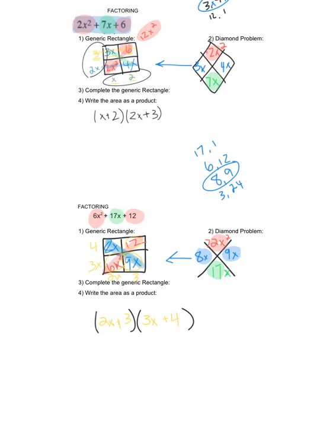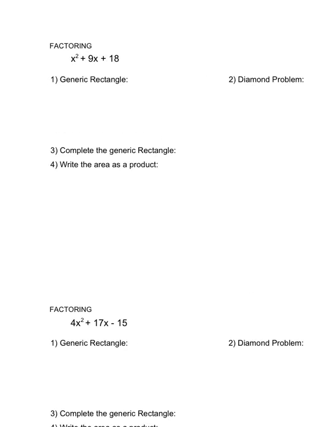You're going to finish the greatest common factors from page 1 and then try to do these last two factoring problems on your own, setting up the rectangle and diamond. If you need help, come on to Zoom or look back at the video again.